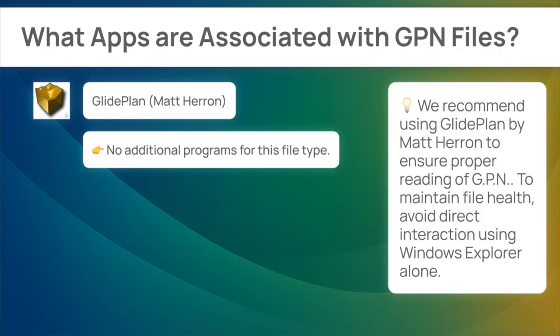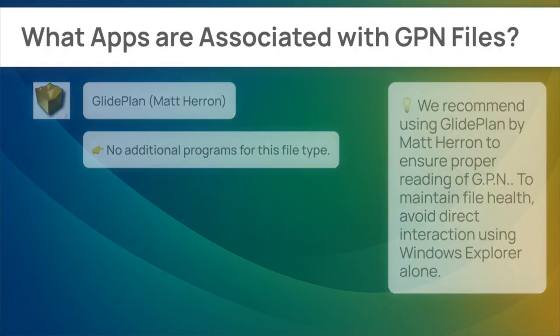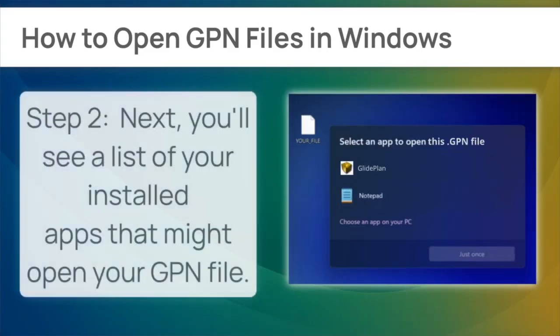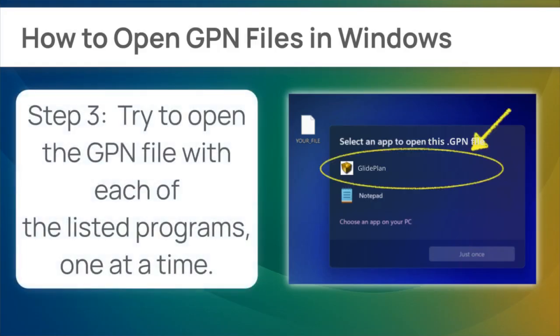Windows can detect the file but not its meaning, so proper reading requires the associated program. Your reliable starting command is the Open With action. Right-click the GPN file and select Open With. If GlidePlan is installed, use it. If not, choose another program. We must find the app that claims the file.